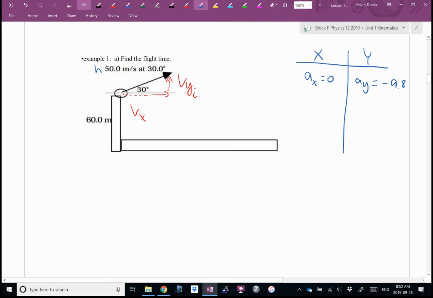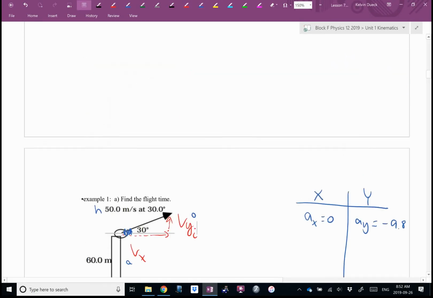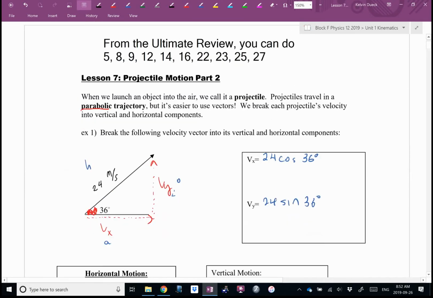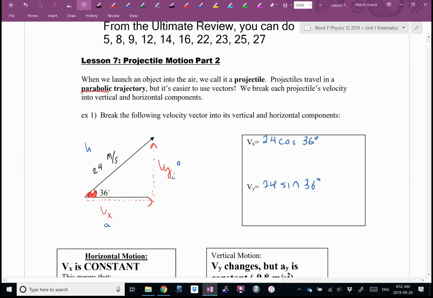Vx, opposite or adjacent? Adjacent. Vy. Which trig function am I going to use to find Vy, Brendan? Sine. Which trig function was Vy up here? Sine. Will Vy always be sine?